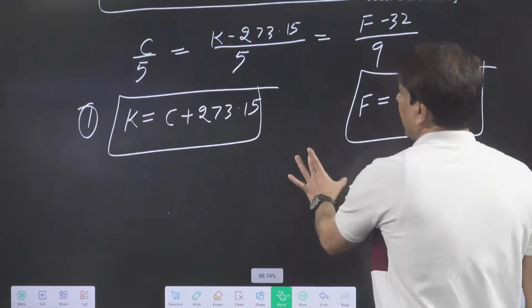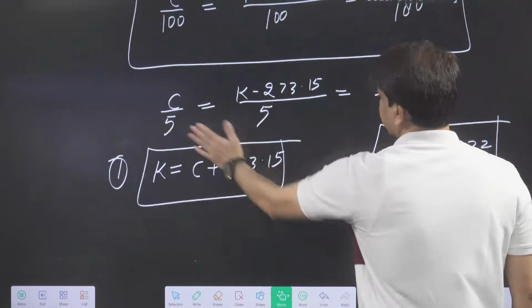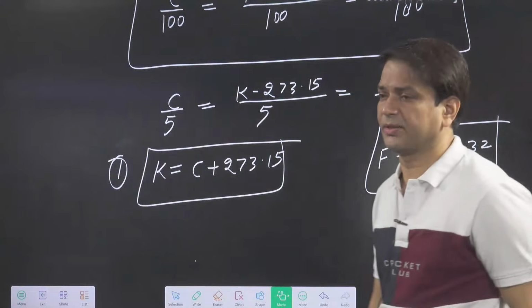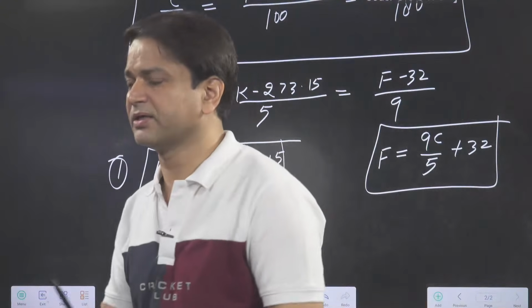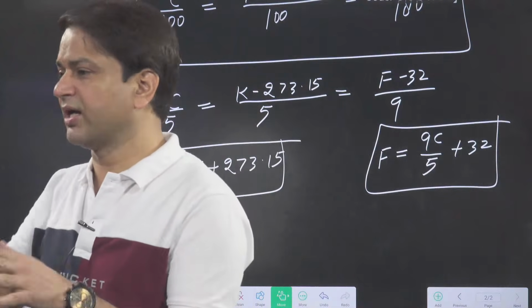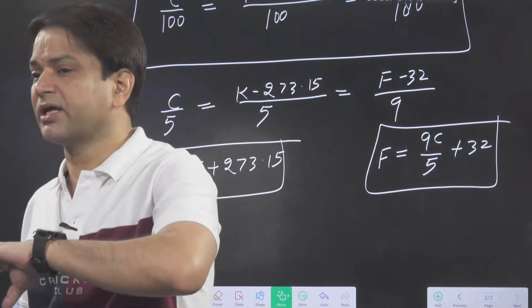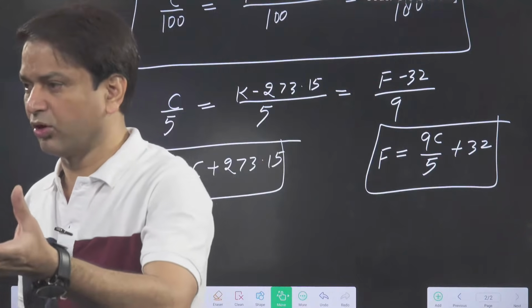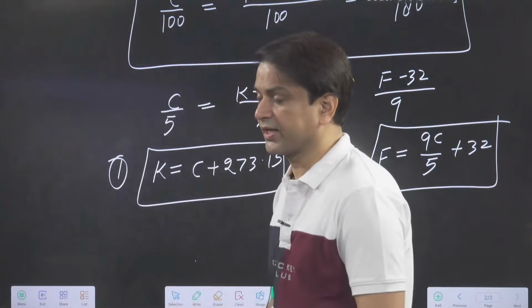Now listen. Suppose I have C/5 = (K - 273.15)/5 = (F - 32)/9. This relation we use to convert one scale into the other scale. But I want the relation between the change in temperature, the rise or fall in temperature. Then how can we get it?